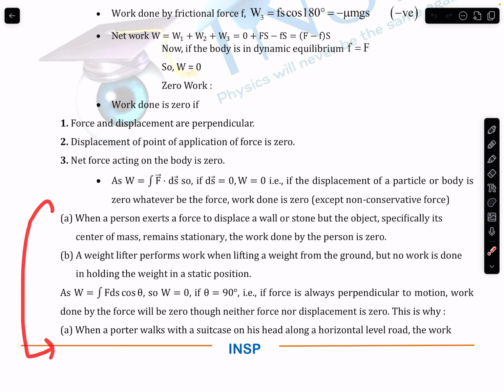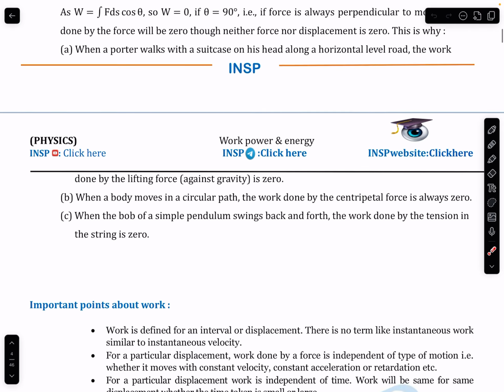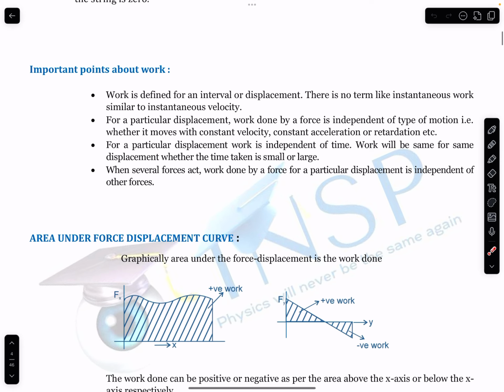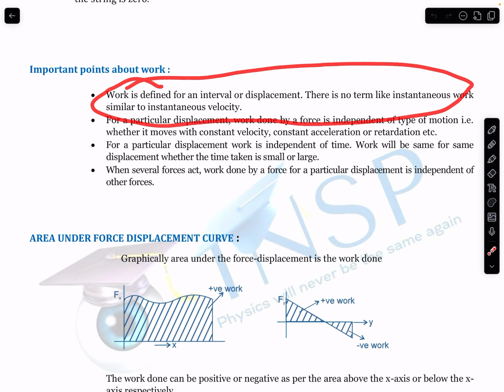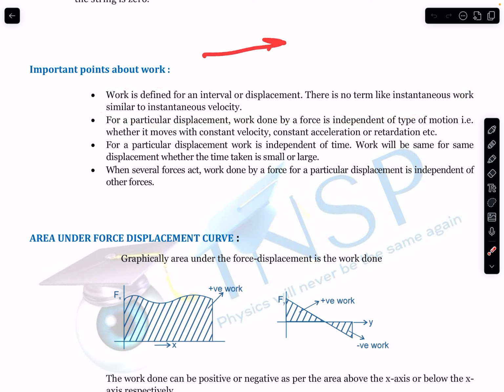Here some more examples are given, as you can see. Some important points about work. Work is defined for an interval. Since displacement happens in an interval, work is defined for an interval, and it is absurd to say instantaneous work done. Like we have instantaneous acceleration and instantaneous velocity, all those are meaningful, but instantaneous work is meaningless.